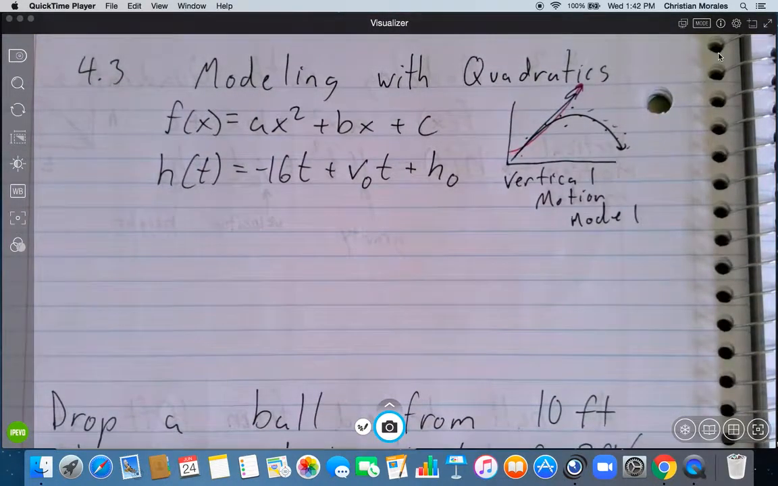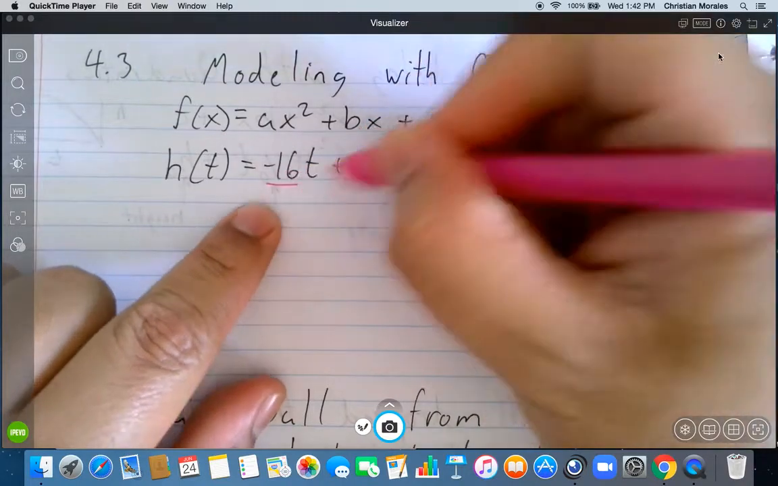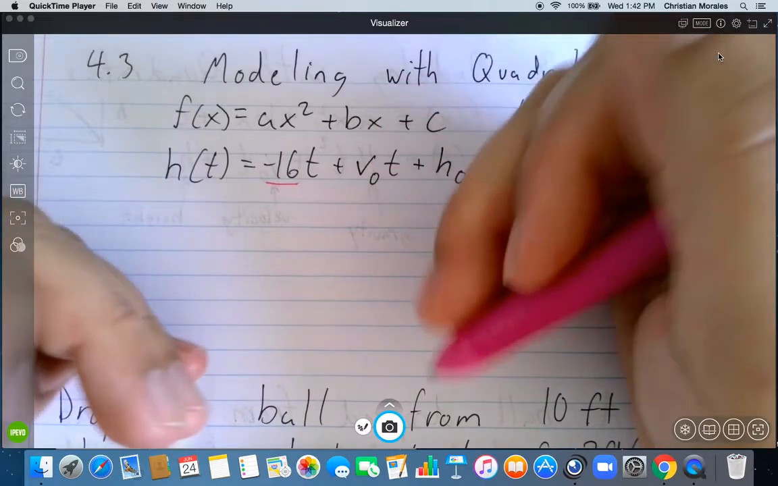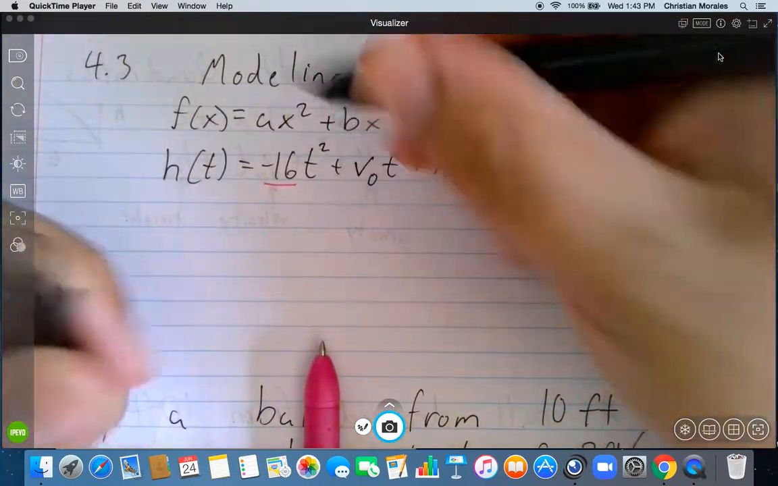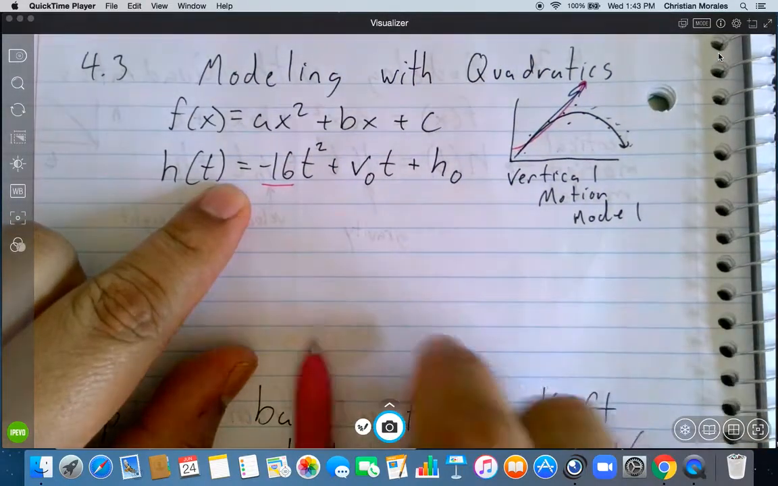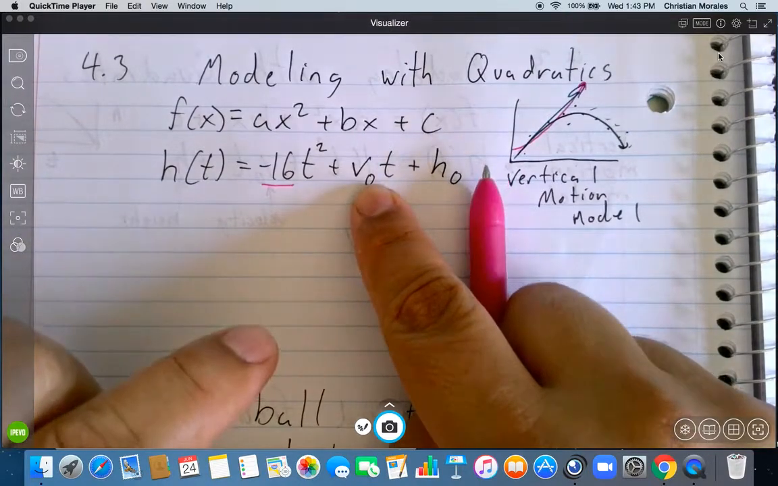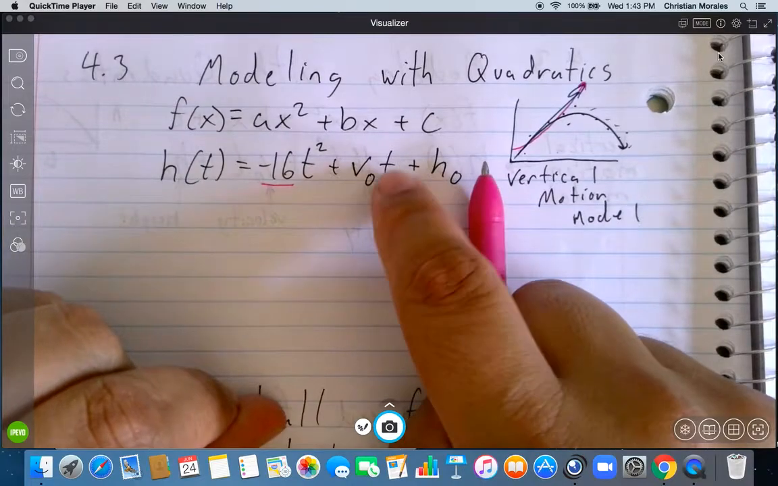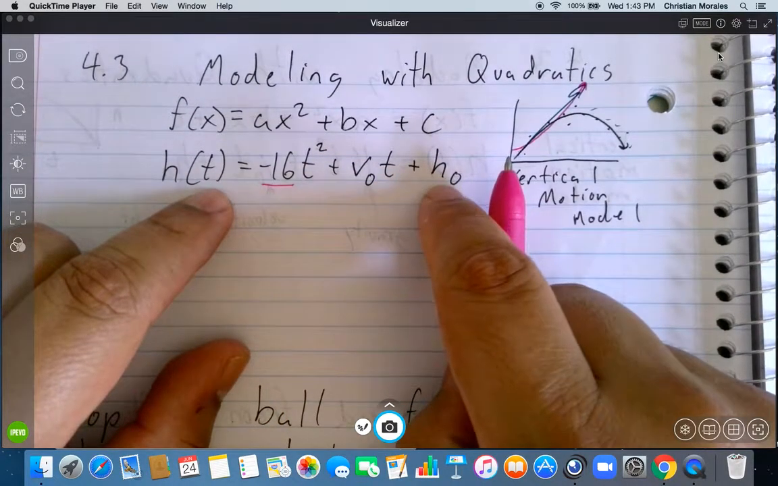All right, now when you throw an object or an object falls, gravity, which is represented here by -16, pushes it down at an acceleration. So that acceleration is how fast the object is being pulled to the earth. Okay, here, this is the velocity when the object started. How fast was it going at the beginning? Because it's going to change over time. And that's what t is. T is time.